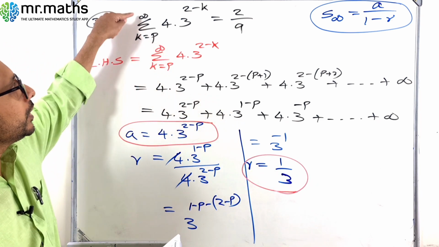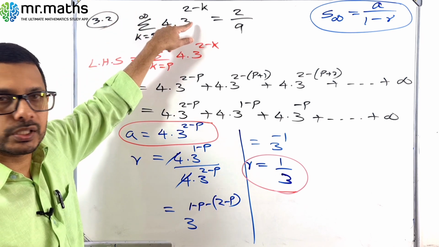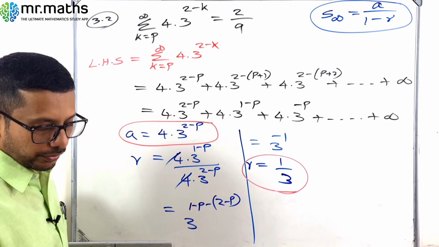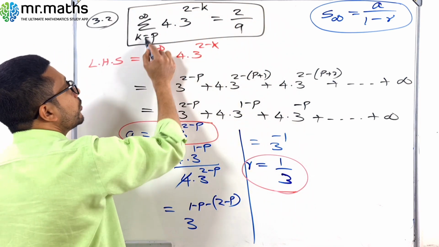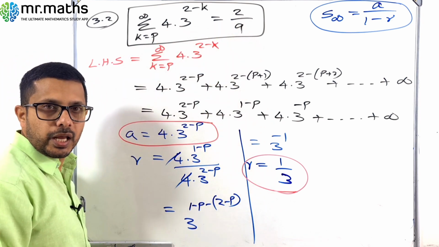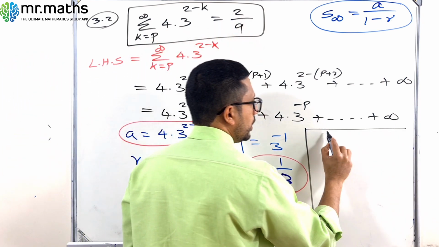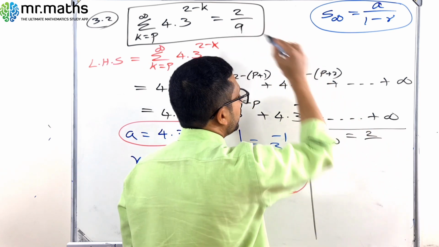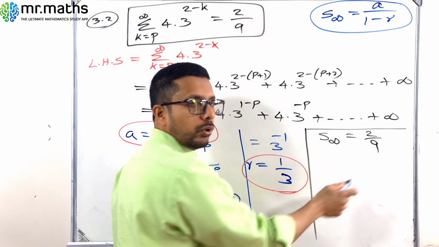Sigma k equals p to infinity of a geometric series, the sum to infinity of a geometric series, is given as 2 over 9. Can you see that it is given in the question that the sum to infinity is 2 over 9? Okay, so the sum to infinity is given as 2 over 9. Sum to infinity, that is 2 over 9.